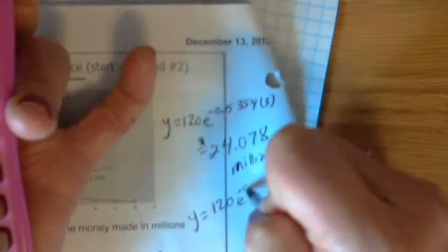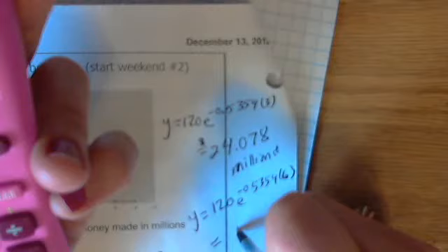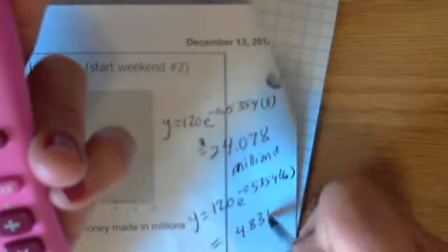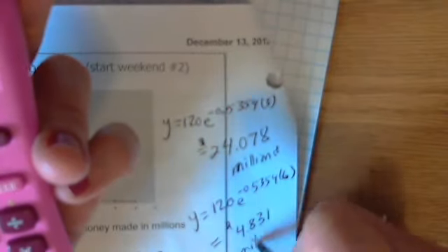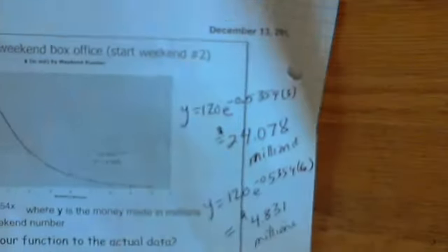I'm going to write down what we did. We did 120 times e to the negative 0.5354 times 6, and I got approximately 4.831 millions of dollars. Okay, let's go back to our chart now, the previous page. Let's see how well it predicted weekend 6. Not bad, not bad. The chart has about 4.7 million. We got about 4.8 million. Pretty close model.